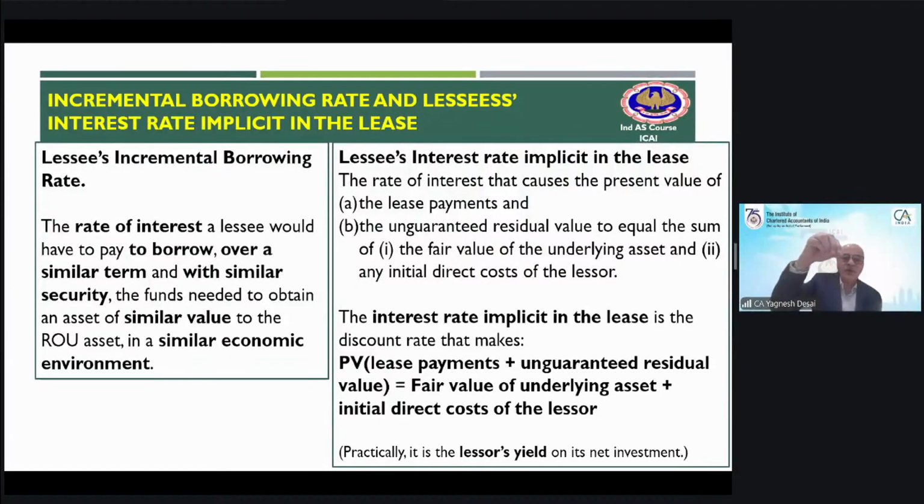As against that, if I go for an EV model, then I may perhaps get an interest rate of 6%. So it depends on similar security over a similar term and similar value. It depends on the underlying asset and so many other factors in how to go about the incremental borrowing rate.